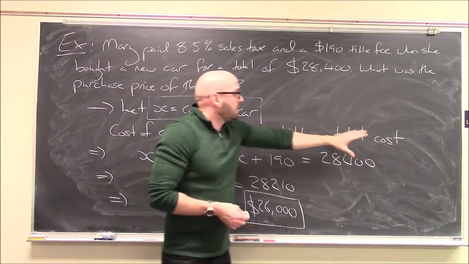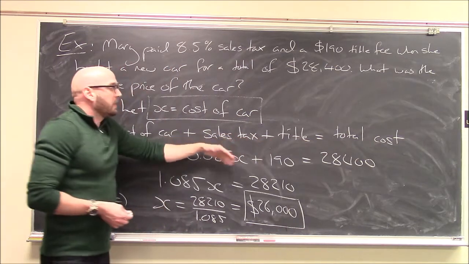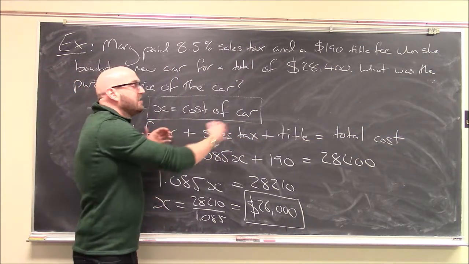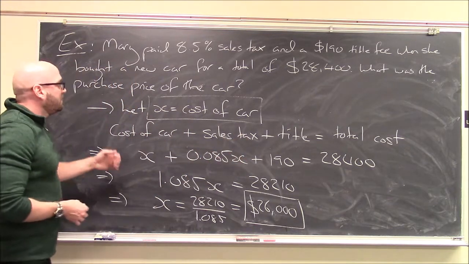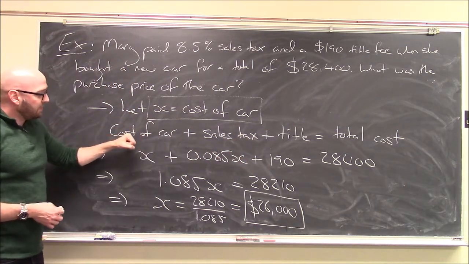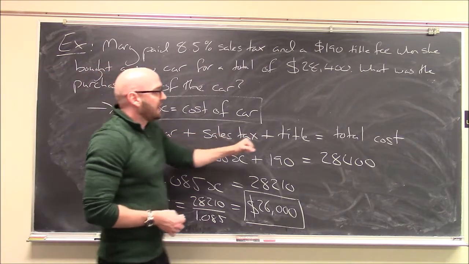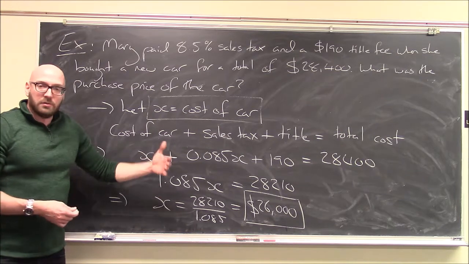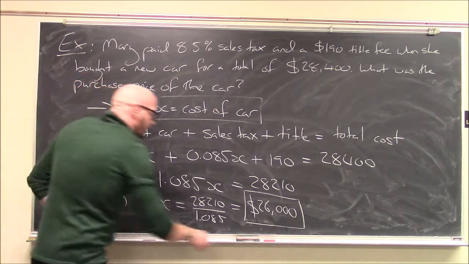So I've got the total cost on one side. On the other, I want to write some other expression involving x that adds up to the total cost. Well, we just said our total cost should be all the different pieces. It's the cost of the car, plus the sales tax, plus the title. And that gave us this linear equation. And all we had to do then is solve the linear equation. We'll do one more.